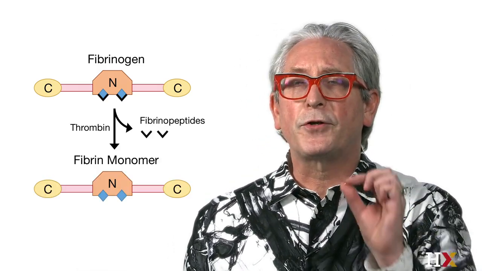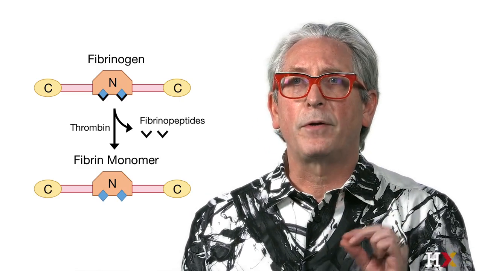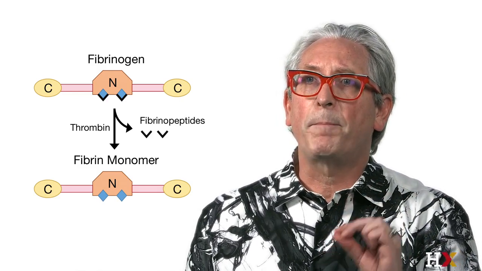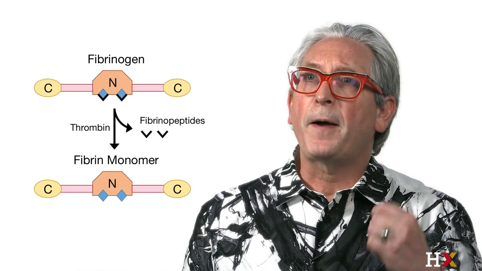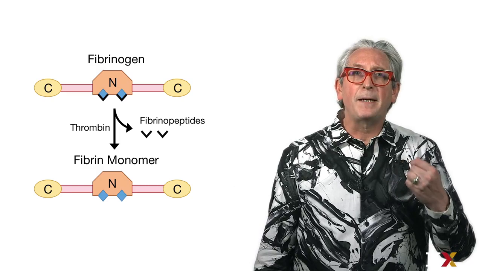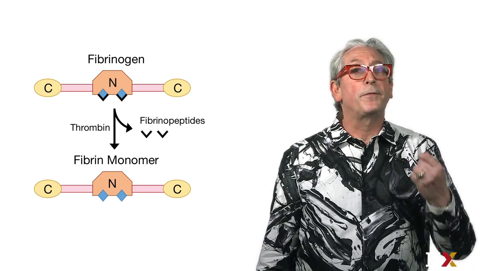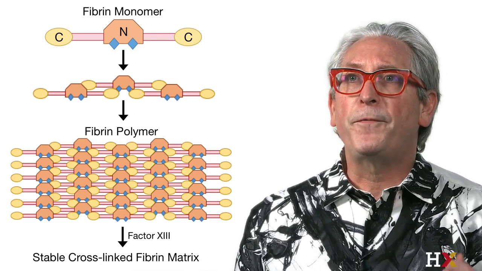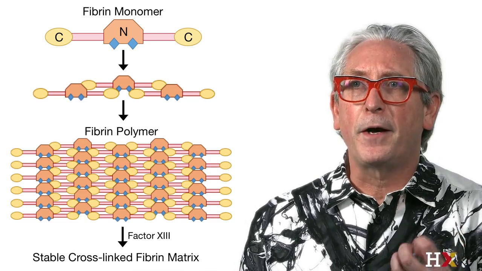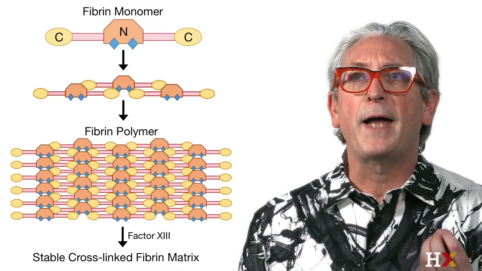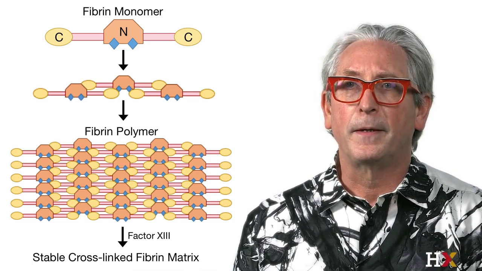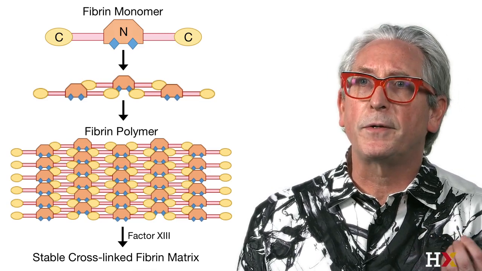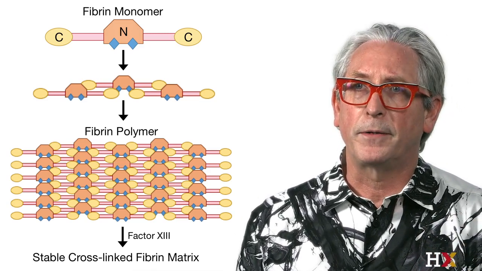Thrombin cleaves a small portion of the central nodule, releasing 18 to 20 amino acid long peptides called fibrinopeptides. The remaining part of fibrinogen becomes the fibrin monomer. The cleavage and release of fibrinopeptides reveal binding sites on the central nodule, here represented by blue diamond-shaped motifs. These binding sites interact with the C-terminal domain of other fibrin molecules.